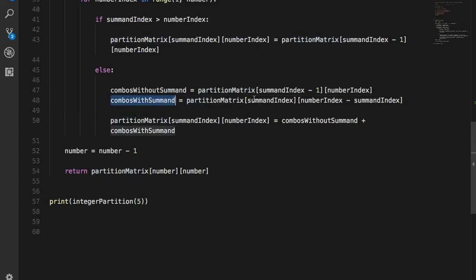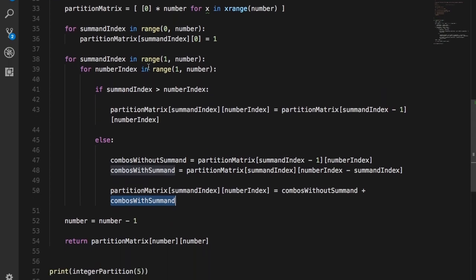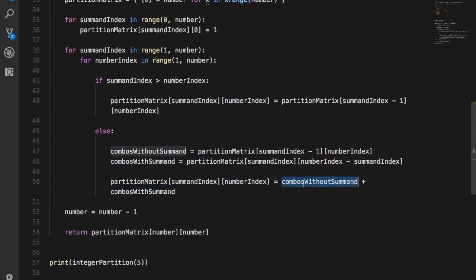And for including the summoned, we subtract the current sum, which in this case is the number index, from the summoned index, and that becomes our column indicator. Using the summoned index as our row indicator, we get our field value as summoned index, comma, number index minus summoned index. So a row selection and a column selection is taken care of, and combos with summoned will basically have that value. If you actually write this out on a piece of paper, you'll understand what exactly it means. Hence, we fill the value at the partition matrix summoned index, comma, number index by adding the combos without summoned and combos with summoned to get our answer. Hence, partition matrix will contain combos without summoned and combos with summoned.